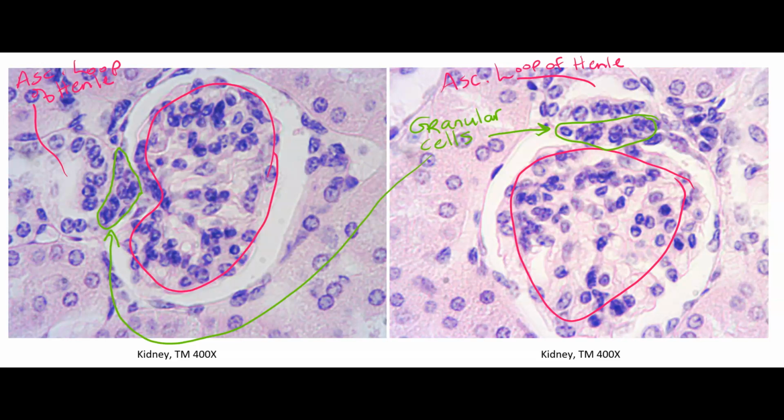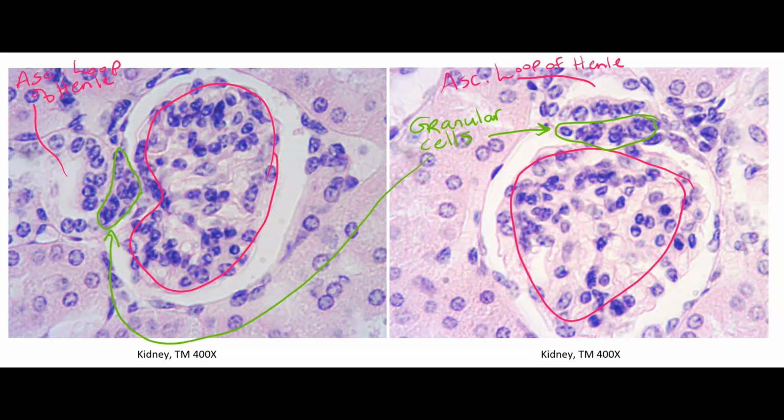The other thing that these cells do is they secrete renin if they detect that that pressure is too low, because if the pressure is too low, then filtration rate will be too low as well. Renin, if you recall, is used to convert angiotensinogen to angiotensin 1.